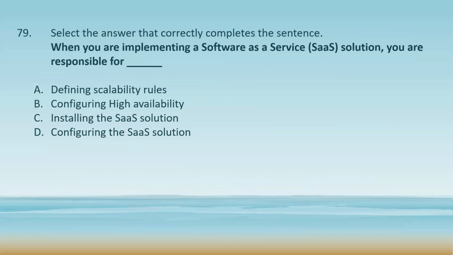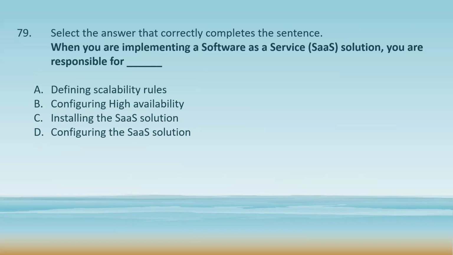Select the answer that correctly completes the sentence. When you are implementing a software as a service, SaaS, solution, you are responsible for, your options are: defining scalability rules, configuring high availability, installing the SaaS solution, configuring the SaaS solution.